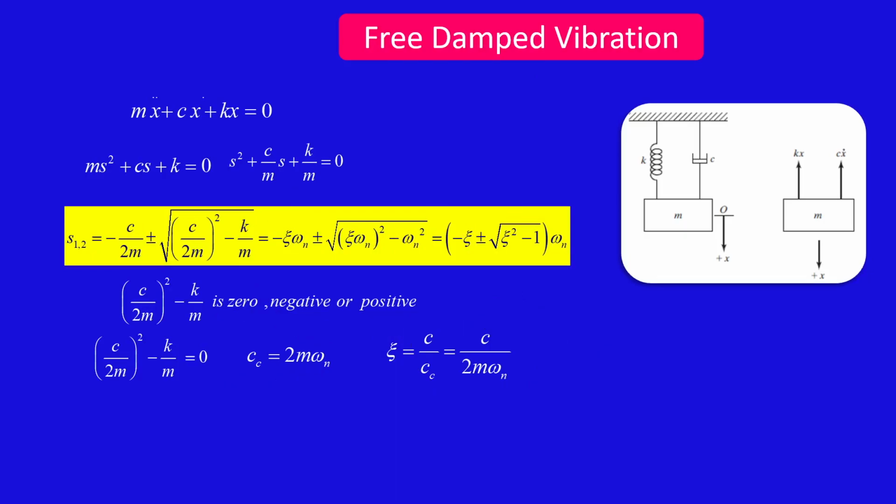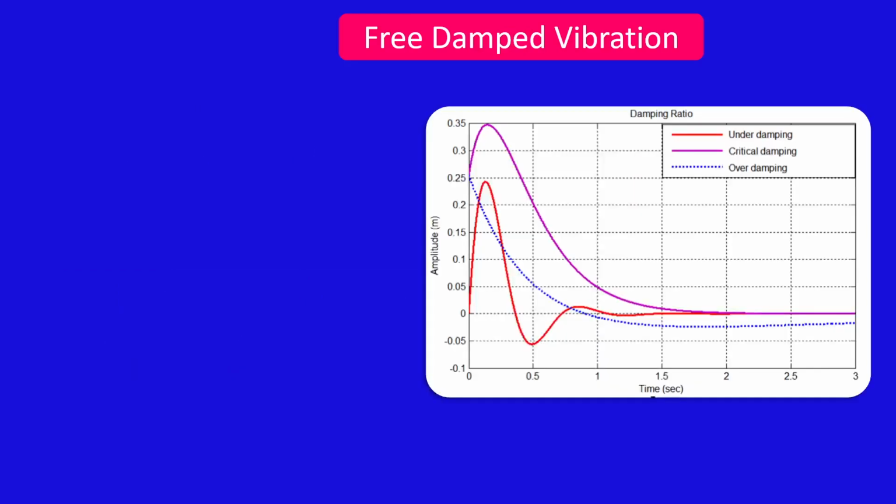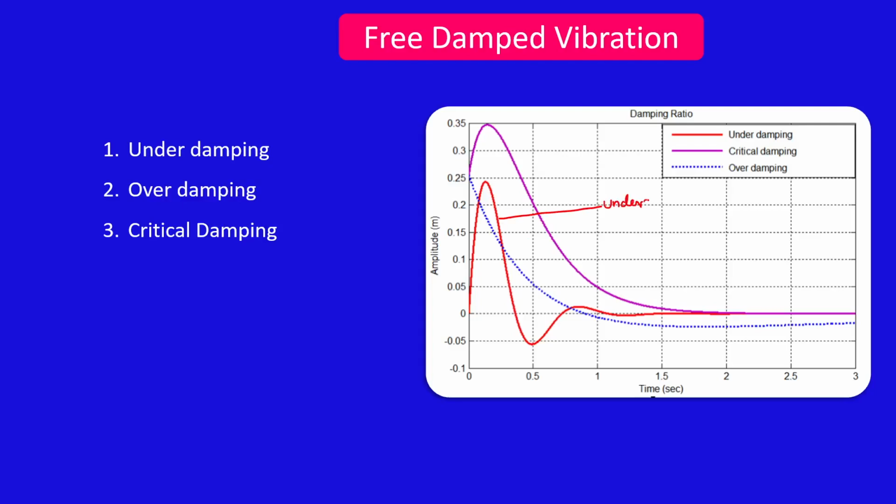So with this simplification, you have to remember this formula, Cc and eta. This is very important. This is the behavior of the free damped vibration system. There are three possibilities: this is under damped, this is critical damped, this is over damped. All these depend on the eta value. Eta less than 1, eta equal to 1, eta greater than 1.